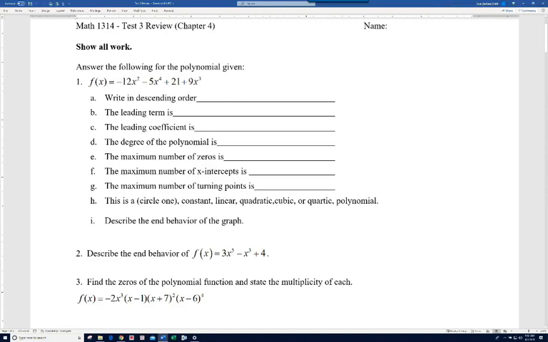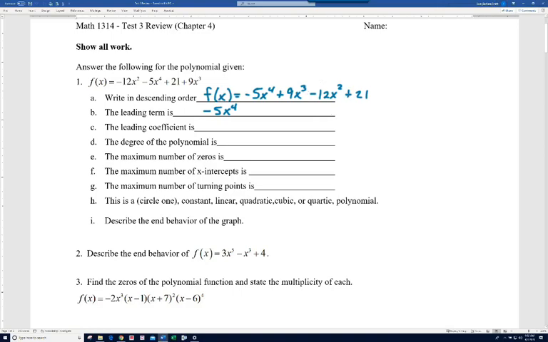So starting with the highest power of x going all the way down to the constant, you would get f of x is equal to negative 5x to the fourth plus 9x cubed minus 12x squared plus 21. So our leading term is the term that has the highest power of x, so that would be x to the fourth. So our leading term is negative 5x to the fourth. Like if this had been our leading term, you would have to include the negative there. So make sure you always include the sign.